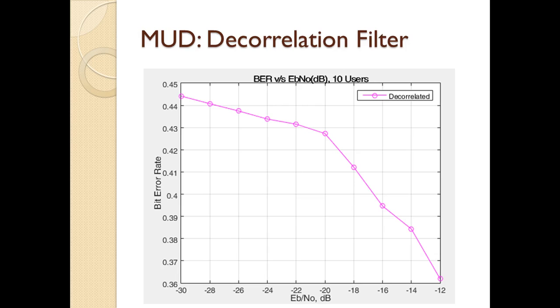The decorrelation filter simulation did not produce a steady BER curve in the very low signal-to-noise ratio area observed. Conversely, the simulation did successfully produce a BER curve that had a lower BER range when compared to the matched filter without a multi-user detection algorithm. The BER range of the decorrelation filter was from 36% to 44.5%.